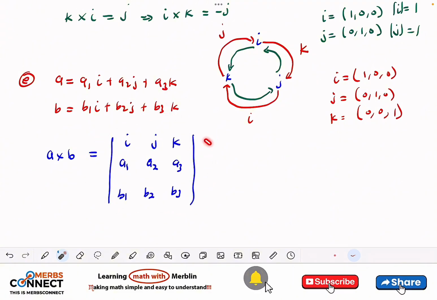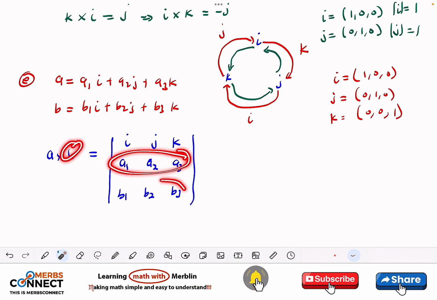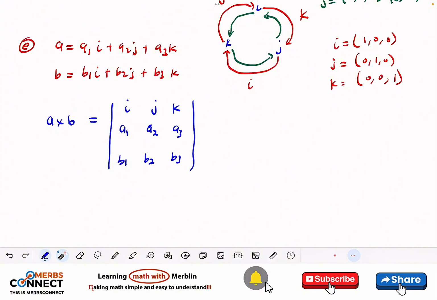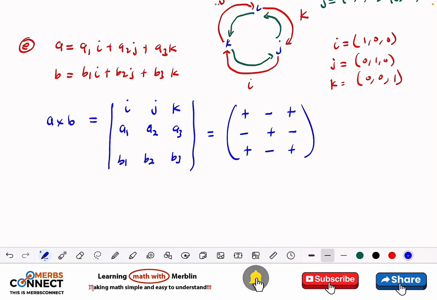So this is what we are going to get when you cross two vectors. i, j, k is fixed on the top, then your first vector comes here, and the second vector comes here, without the i, j, k. If you have not forgotten, this goes with a cofactor sign pattern: plus, minus, plus, minus, plus, minus, plus, minus, plus. So this is what you are going to go with, right?